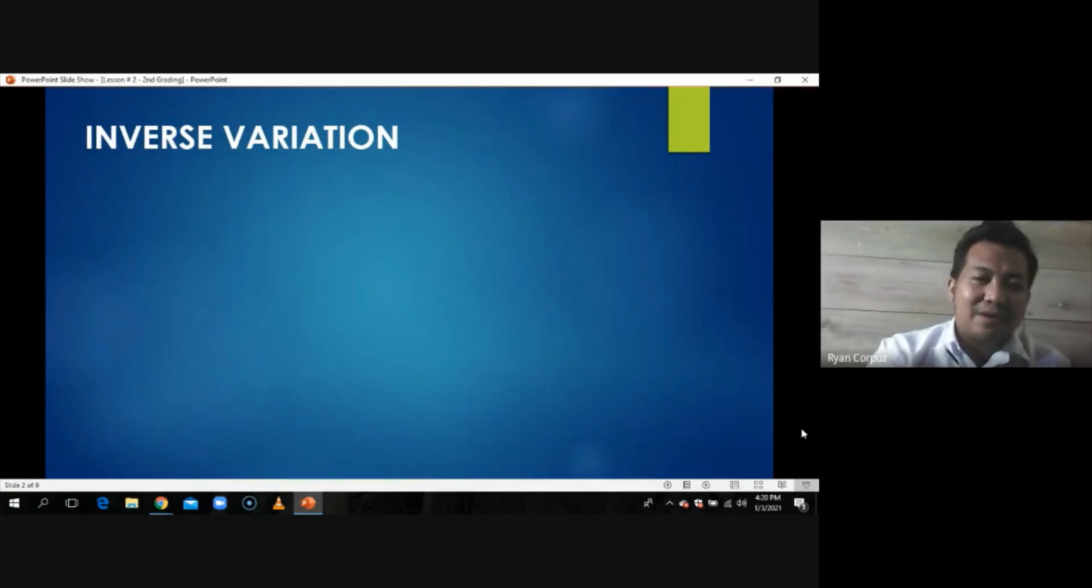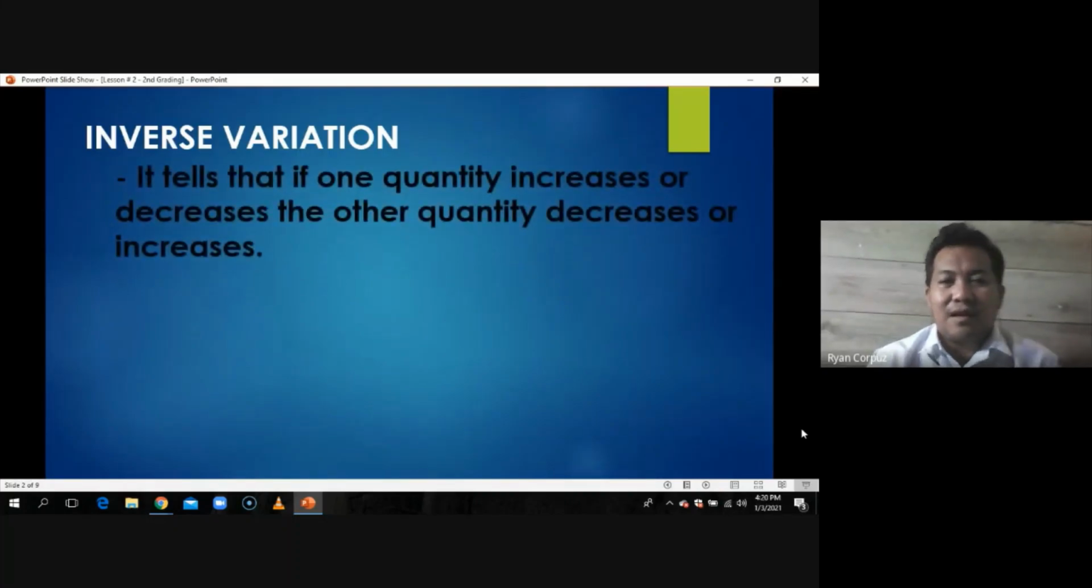So, inverse variation, my dear students, tells that if one quantity increases or decreases, the other quantity decreases or increases. So, parang ganito, kung naguguluhan ka, as one quantity increases, the other quantity decreases. Or yung isa pataas, yung isa pababa. Or the other way around. If one quantity decreases, the other quantity increases. Kung pababa yung unang quantity mo, pataas naman yung pangalawang quantity.